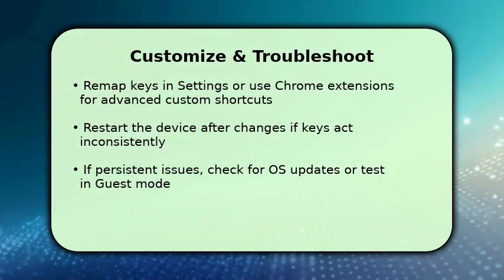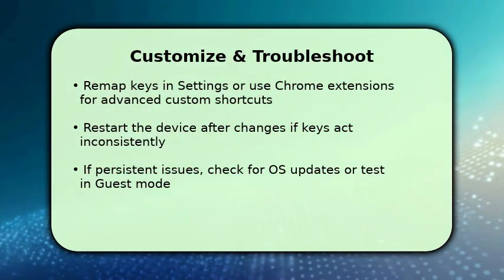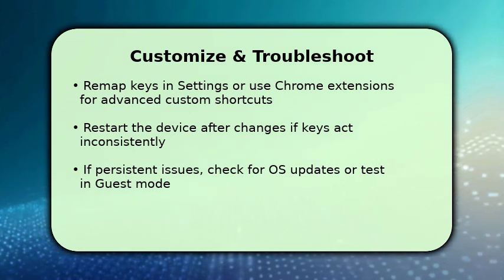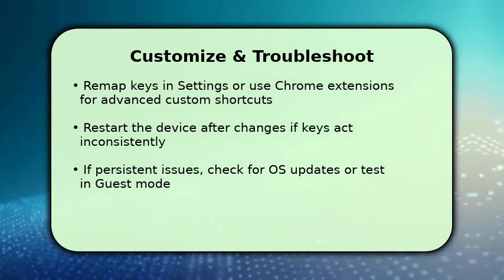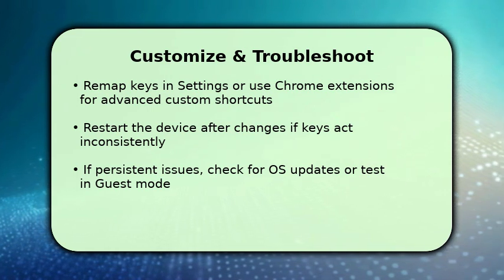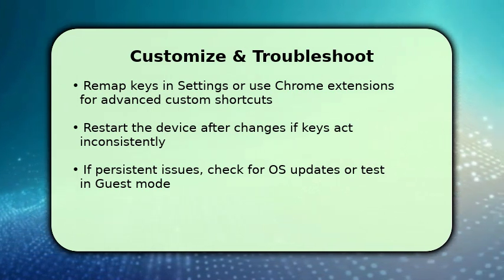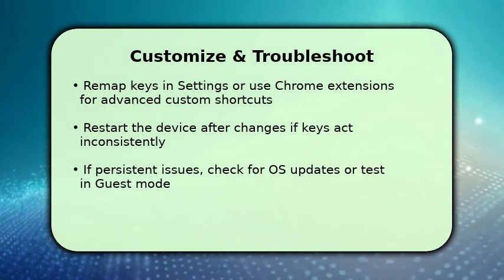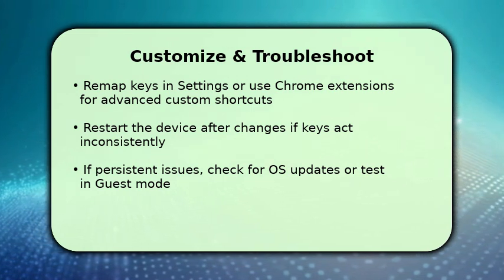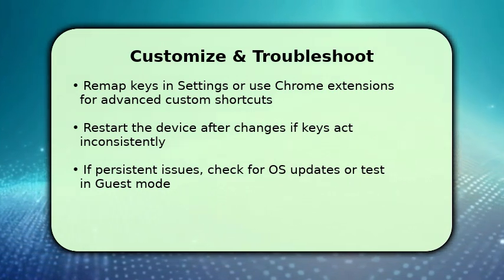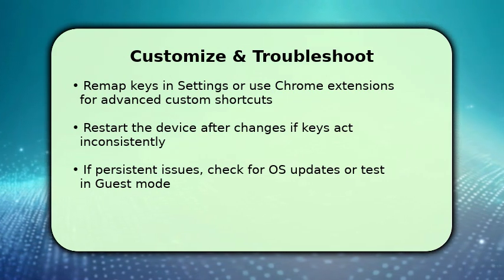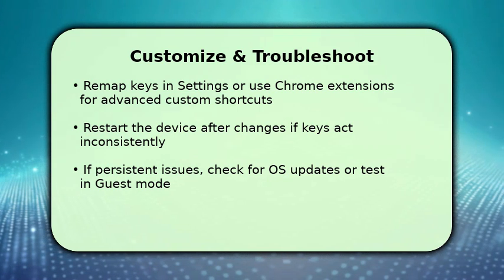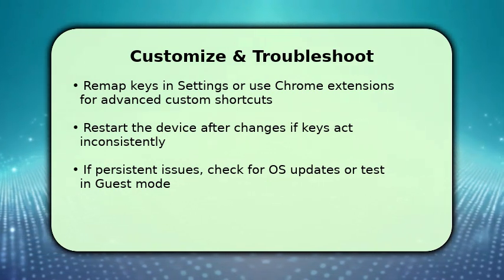To finish, customize and verify behavior so your workflow is stable. Use settings to remap keys or install a trusted extension for complex shortcuts. This lets apps receive correct F key codes. After making changes, restart your Chromebook to ensure the keyboard driver resets and avoid sticky mappings. If function keys still misbehave, update Chrome OS and test in guest mode to rule out profile conflicts. One key troubleshooting tip: reboot and test with an external keyboard to isolate hardware versus software problems.